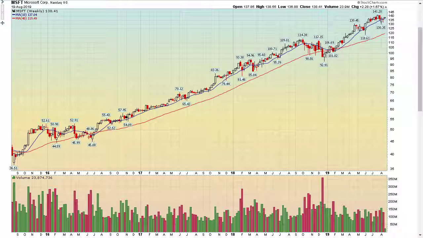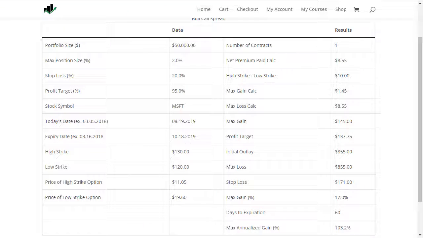And so let's go to our, now in Street Smart Options, we have a calculator where we calculate, we have several different calculators. This is the bull call spread calculator. And it's available to members of Street Smart Options, and also to people that purchase our course.